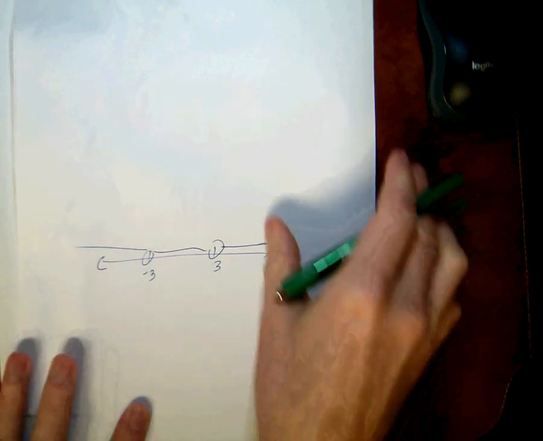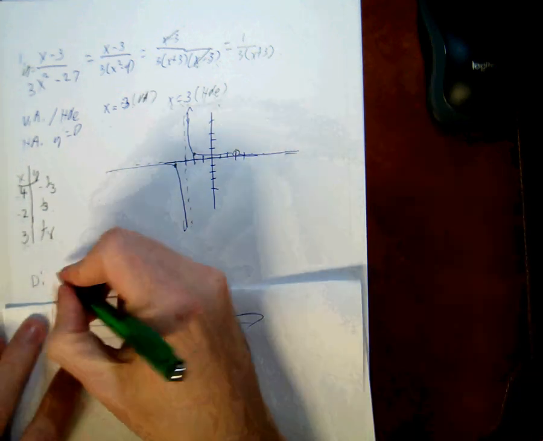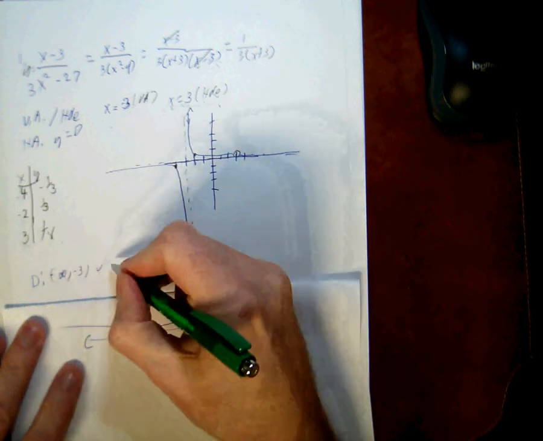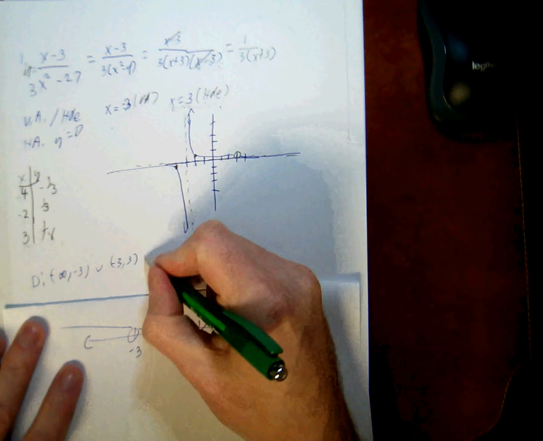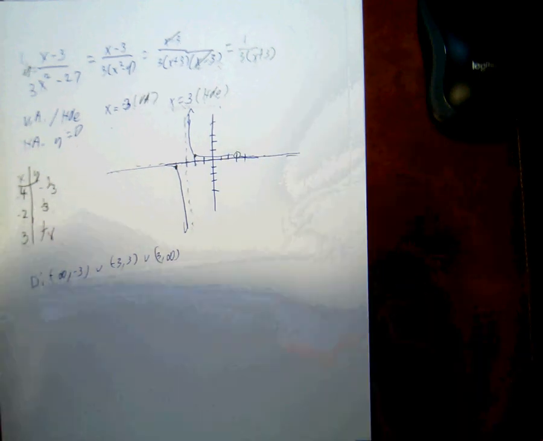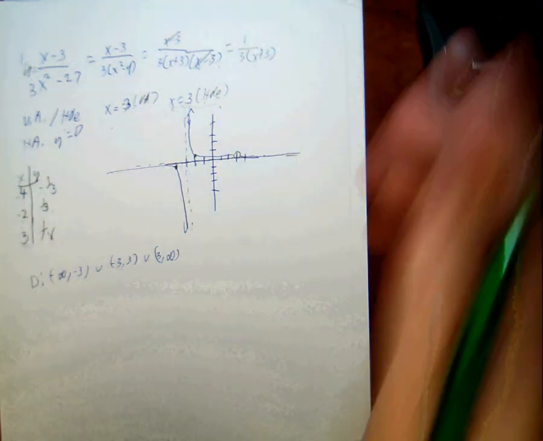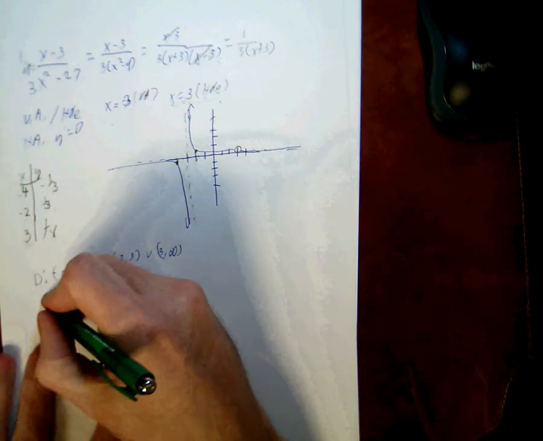So what we're going to do is say our domain goes from negative infinity to negative 3, then it goes from negative 3 to 3, then it goes from 3 to infinity. That's our domain. All right, next up, what's our range on this thing?